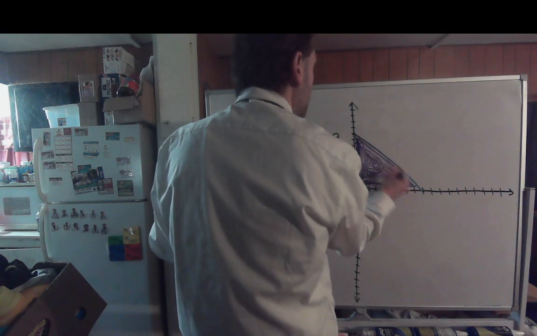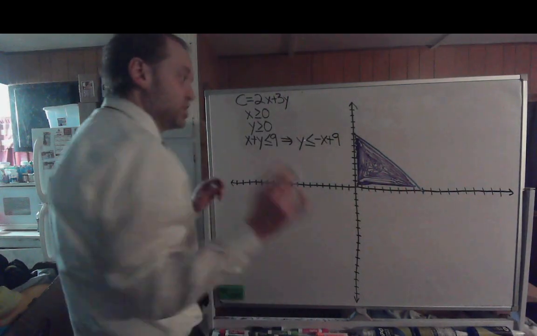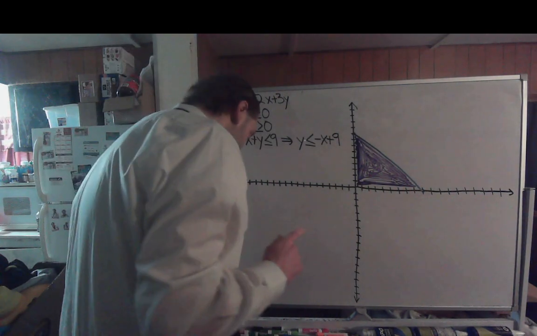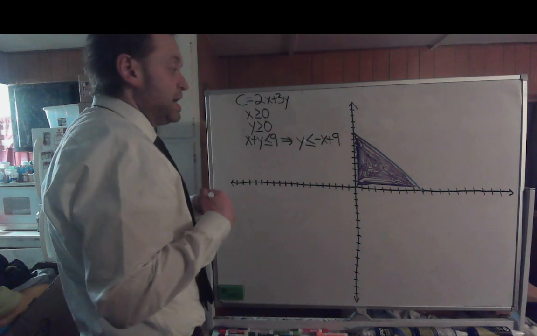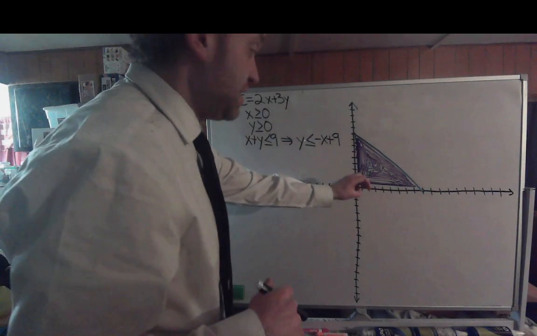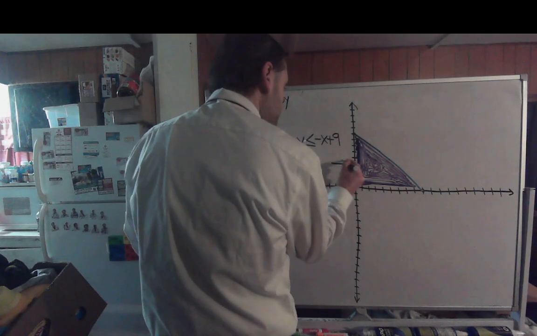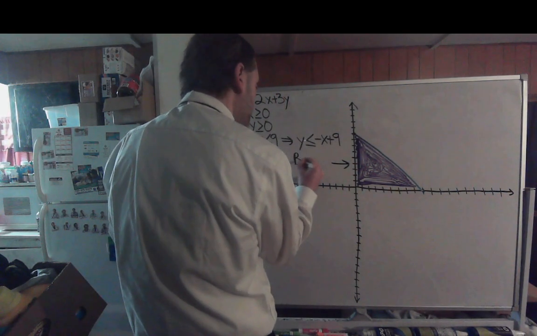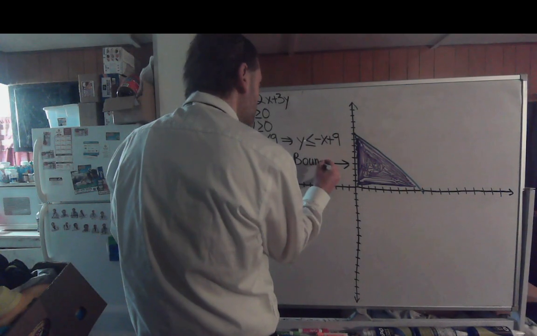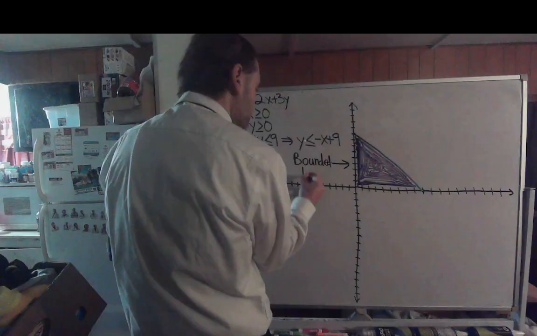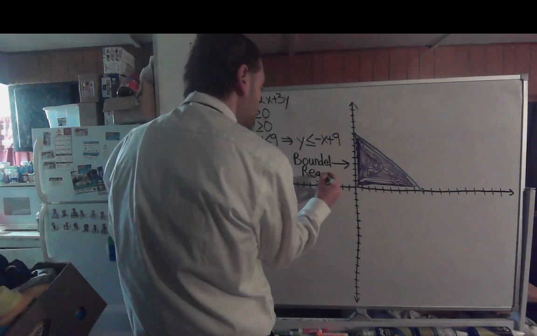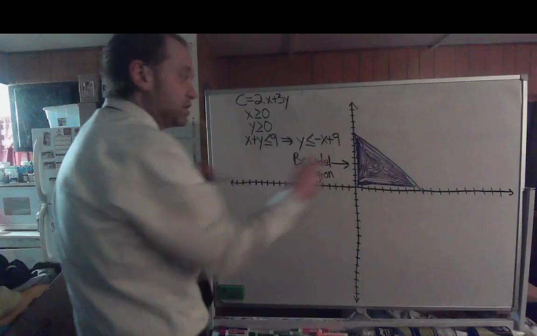So you will shade this region here, and whenever you have a closed off region that's shaded, if it's closed off, it's going to be called a bounded region. You have a bounded region. You could think of it as it's bounded, it's closed in.